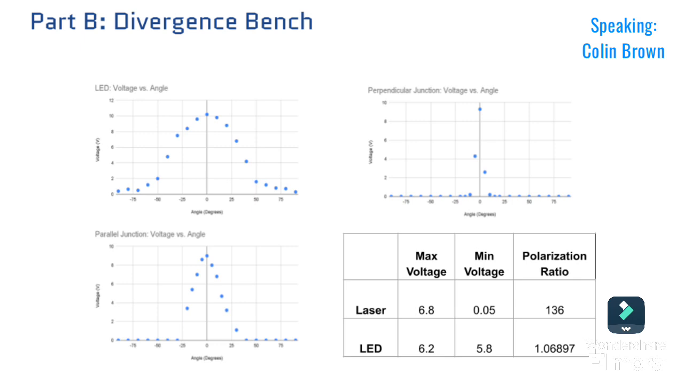This was repeated for the laser diode, but driven at 1000 Hz, and two different measurements were taken, one with the junction perpendicular to the direction of rotation and one with it parallel.